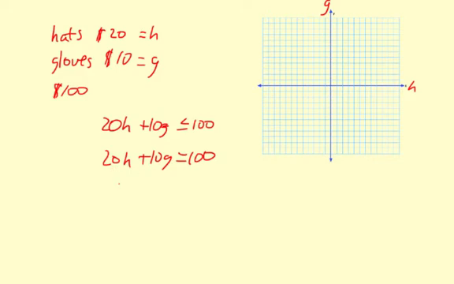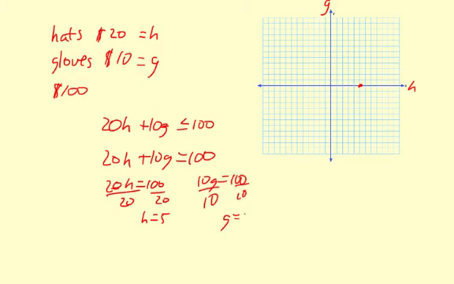If I put 0 for G, I get 20H equals 100. Divide by 20, so H equals 5. That means there's going to be an intercept right there, H equals 5. Let's do the same thing with the gloves. Put in a 0 for the H, so I get 10G equals 100. Divide by 10, G equals 10. So there's an intercept on that axis at 10, right there.